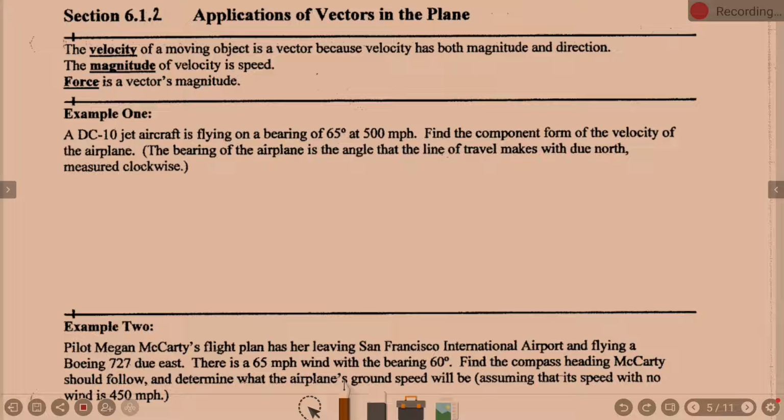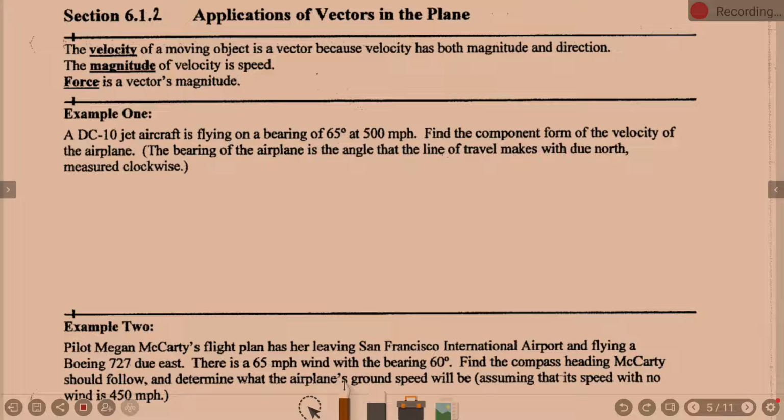When we talk velocity, we're talking kind of like speed, right? Like miles per hour, meters per second, those types of things. The velocity of a moving object is a vector because velocity has both magnitude and direction. Now, magnitude of velocity is speed. So keep that in mind, that magnitude of velocity is speed.